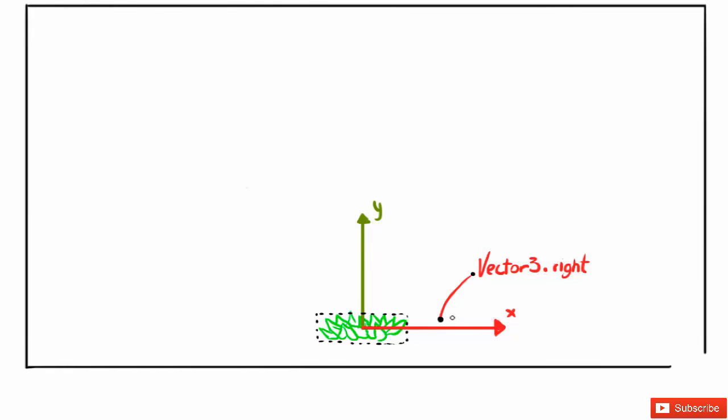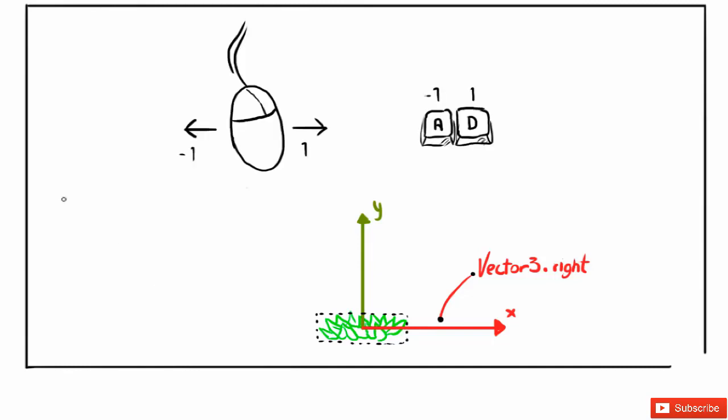Of course, we gotta receive input from somewhere. So we have basically two options. We can receive input from the mouse, so moving the mouse to the left means we're gonna move the bush to the left, and so on. We can also receive input from keyboards, so we can maybe use A and D, or maybe left and right key. So for simplicity, let's say that this is our system here.